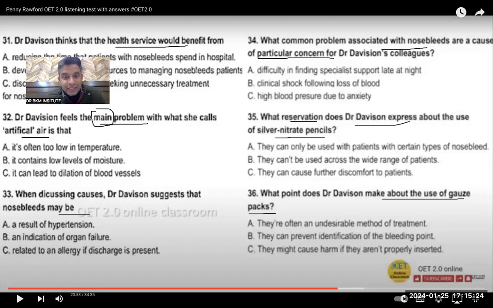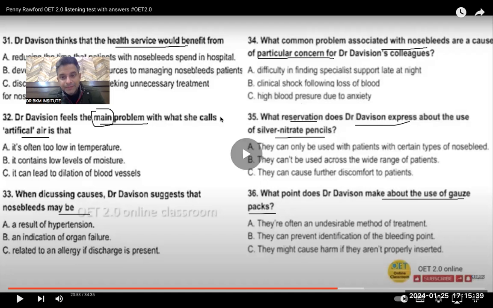Now I just need to know whether it is clinical shock, whether it is high blood pressure, or whether it is difficulty in finding specialist. What is the main cause of concern associated with the nosebleeds? That is what I want to know.